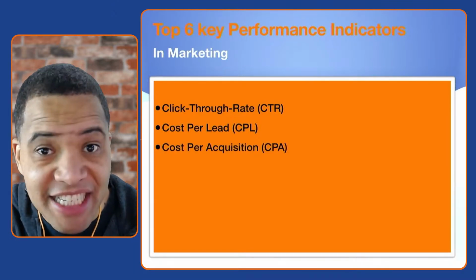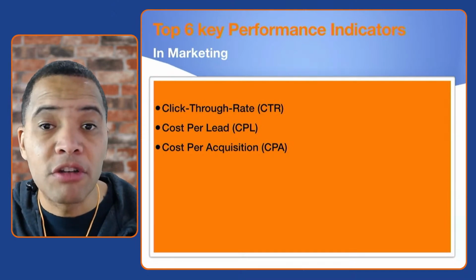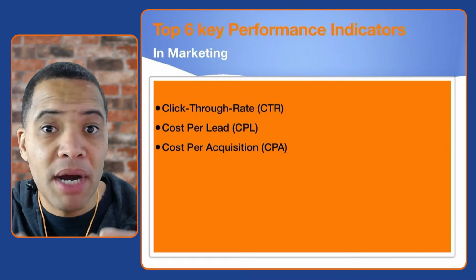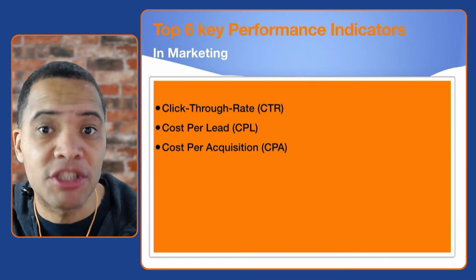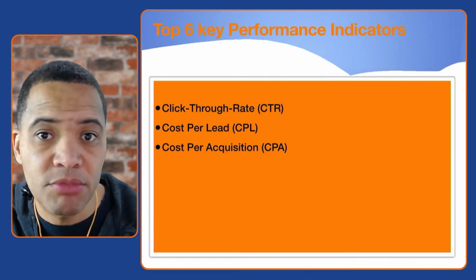Cost per acquisition. This is basically the cost to get a buyer, to get a customer. So if you're advertising, what is the amount of money I have to spend to get a customer? That's what cost per acquisition is saying. How much am I spending to get a customer?